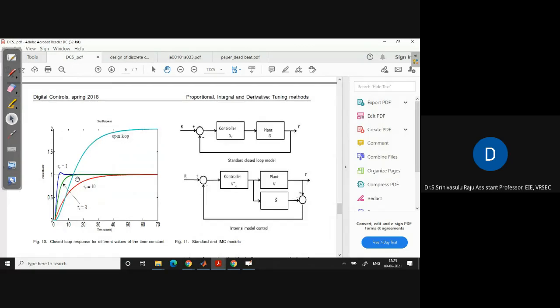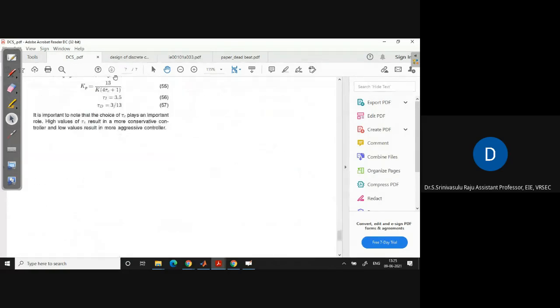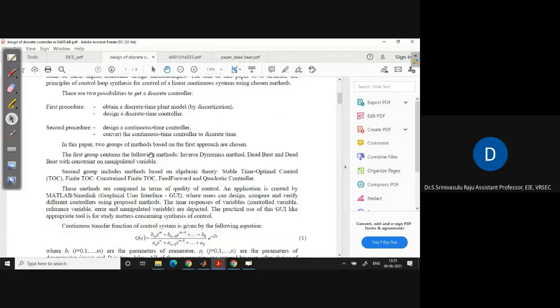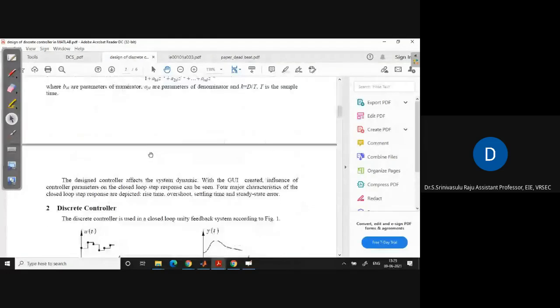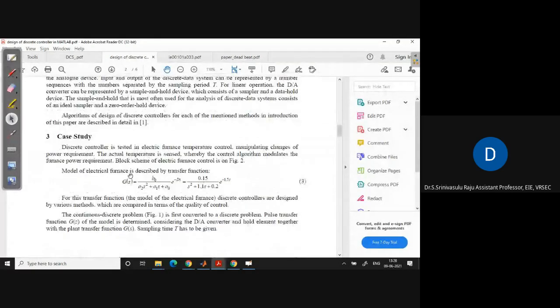I will forward this material to you. If anyone is interested, they can see this one. And one more thing is how you are going to implement it in MATLAB. This was published by the Slovak University of Technology. So they have been working on this: a discrete controller, and they consider a second order system as a case study.